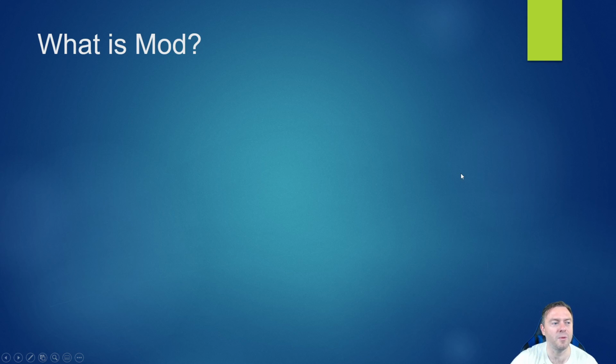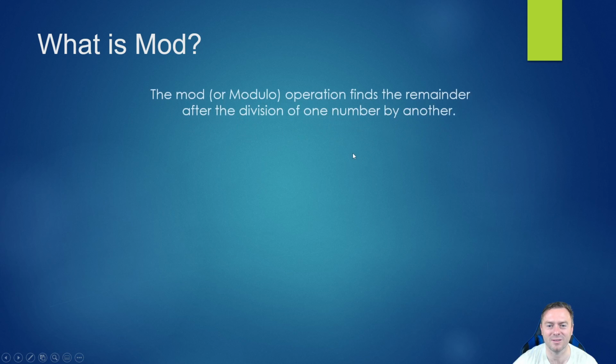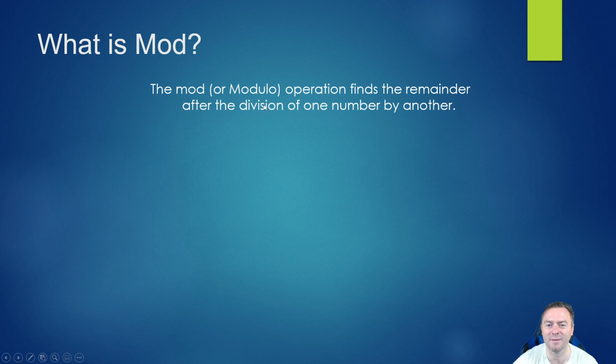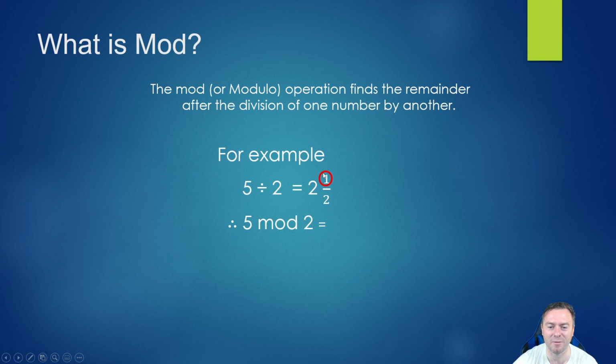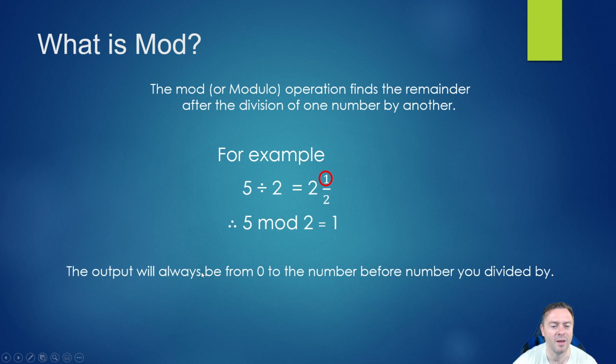Cool. So when we talked about mod, it's the remainder division. That's all we're thinking about when we're looking at this. It finds the remainder after the division of one number by another. So for example, 5 divided by 2 gives you 2.5. 5 mod 2 is just that remainder, which is 1. Okay, so hopefully that's picked up. The output of this will always go from 0 up to the number before the one you divided by.